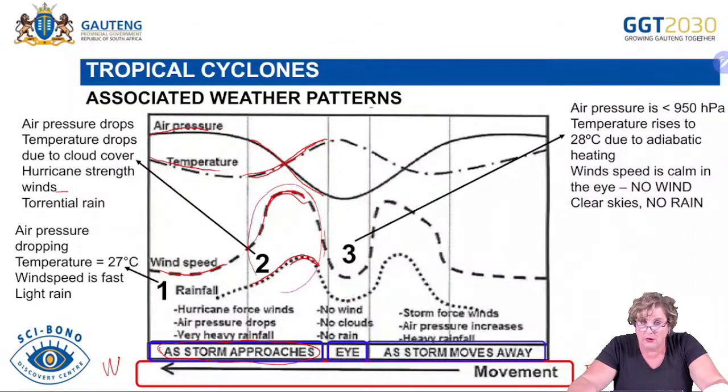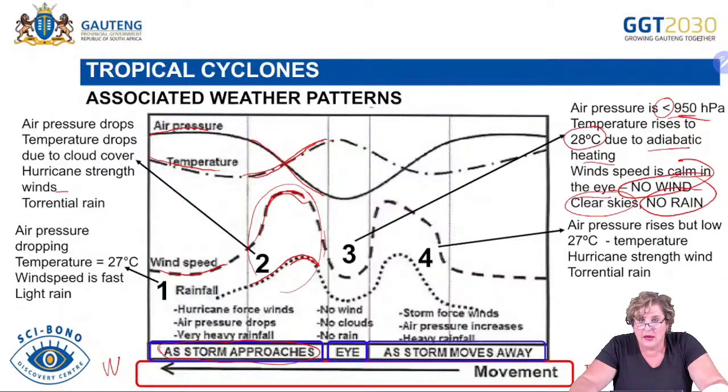Number 3 is the eye. Remember, this is now in the eye. Air pressure is less than 950 hectopascal. Temperature rises to 28 degrees Celsius. Why? Due to adiabatic heating. The wind speed is calm in the eye. There is no wind. I have clear skies and I have no rain. It's dead quiet in the eye.